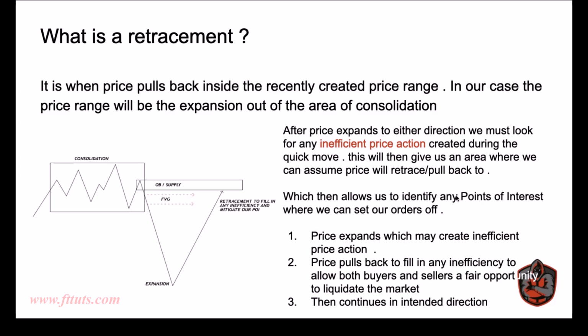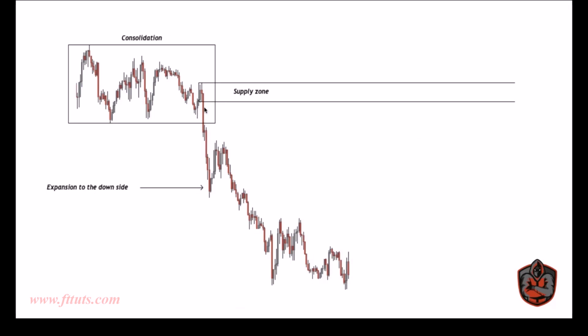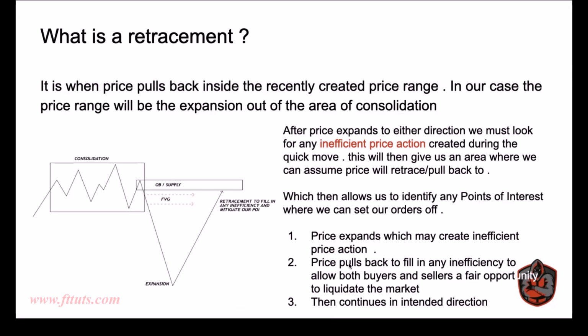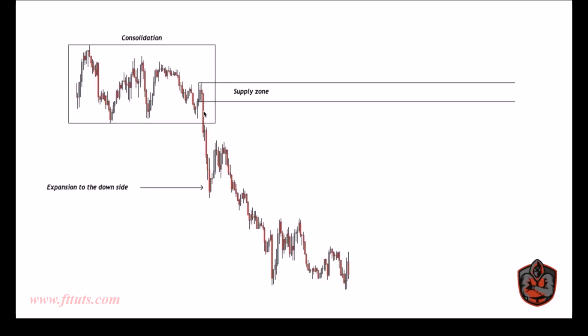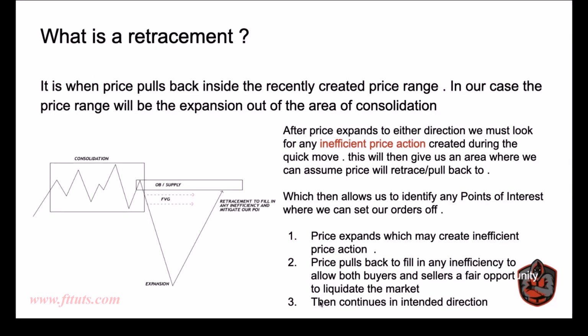This then allows us to identify any points of interest where we can set our orders. Number 1, price expands, which may create inefficient price action. As we can see in this example, price expands, it creates inefficient price action. Number 2, price pulls back to fill in any inefficiency, to allow both the buyers and the sellers a fair opportunity to liquidate the market. So we identify the inefficiency, and we identify the point of interest where we can look to set our orders or execute a position. And number 3, when price comes back to fill in that inefficiency, it will then continue in its intended direction.